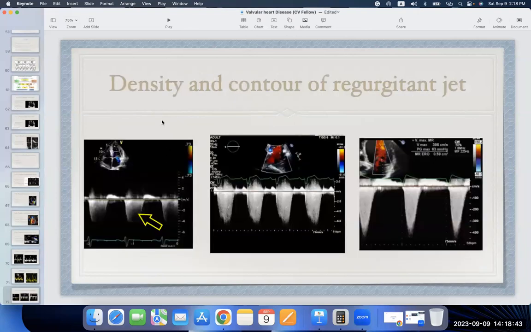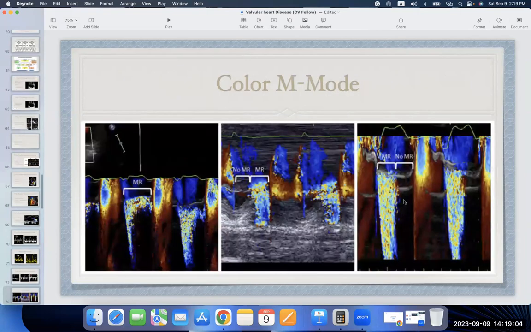Also, you can look at the density and contour of the mitral jet. For example, if it's faint like in this image, you can say this is one of the criteria of mild. If it's dense, you cannot tell if it's moderate or severe. However, if it starts to become triangular in shape, that indicates this is severe mitral regurgitation.